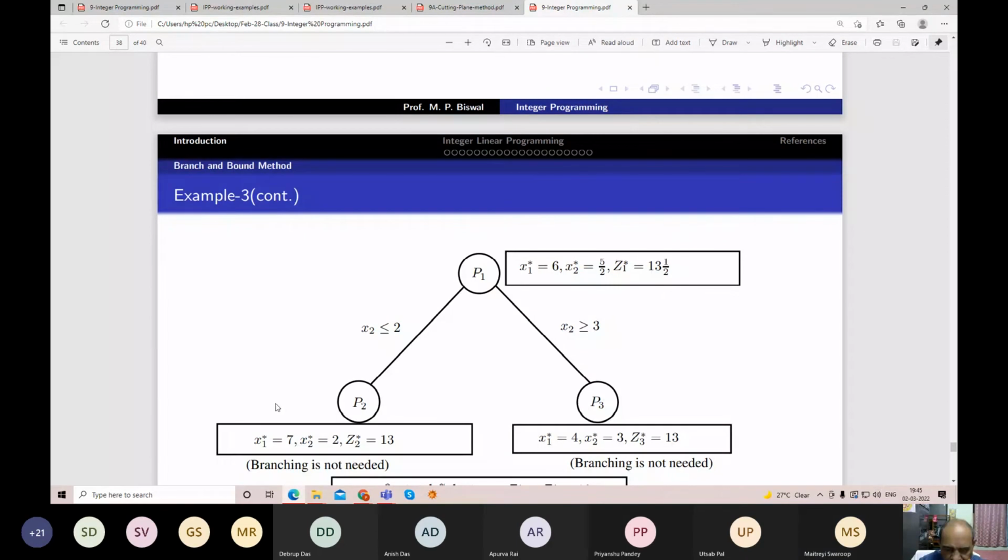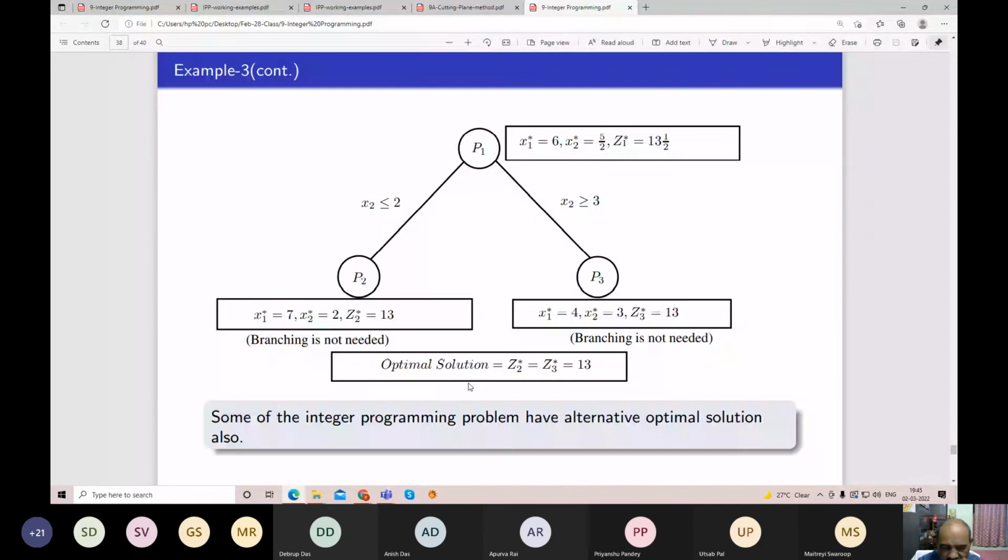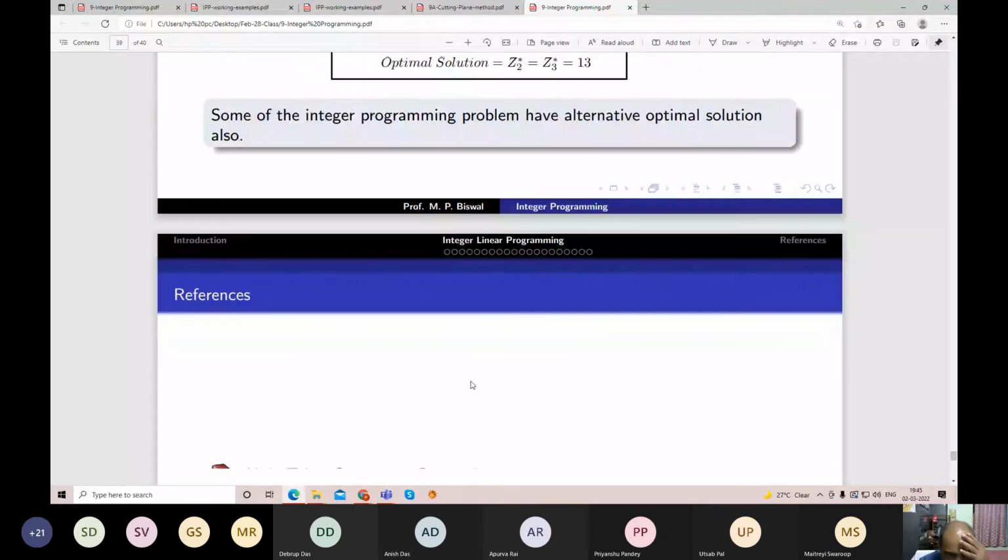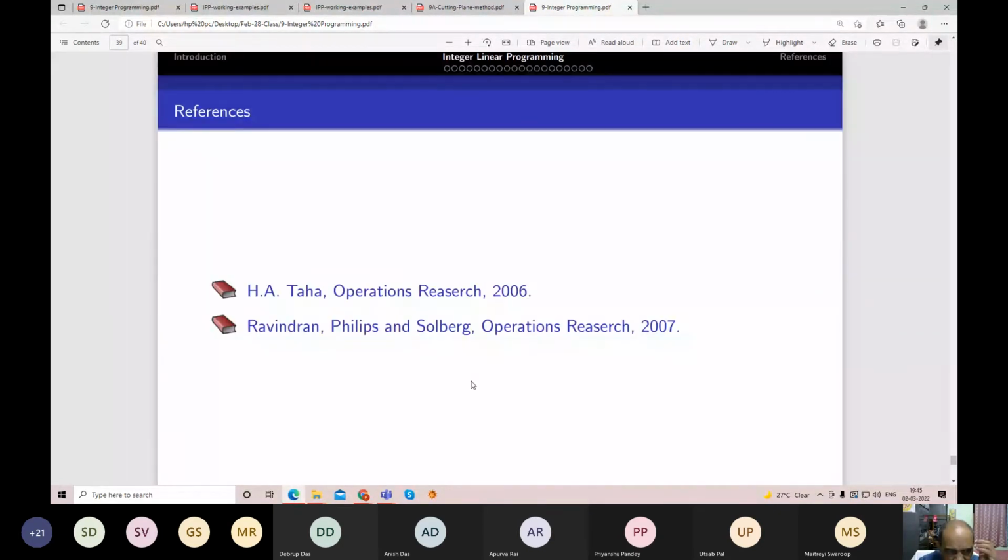That's all. These two topics are very interesting. You can have more problems, and we have references. This book I have told earlier: H.A. Taha, Operations Research, and Phillips, Ravindran, Solberg, another book. The first book I used for several years, and this is good for the students. But some part of the theory may not be sufficient.